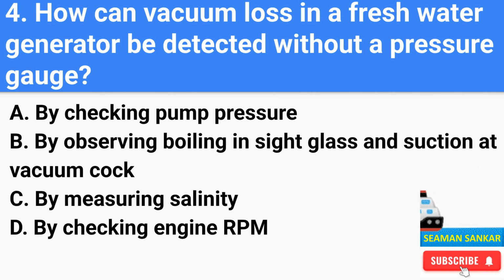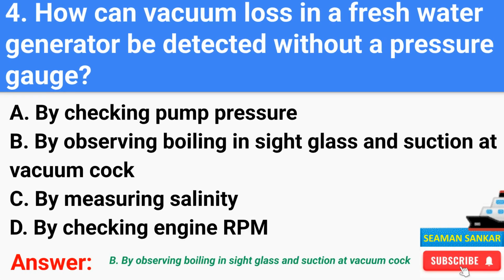Question 4. How can vacuum loss in a freshwater generator be detected without a pressure gauge? A. By checking pump pressure, B. By observing boiling in sight glass and suction at vacuum cock, C. By measuring salinity, or D. By checking engine RPM. The answer is B. By observing boiling in sight glass and suction at vacuum cock.